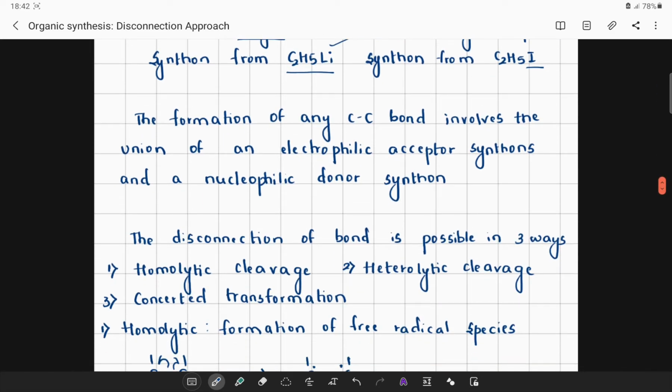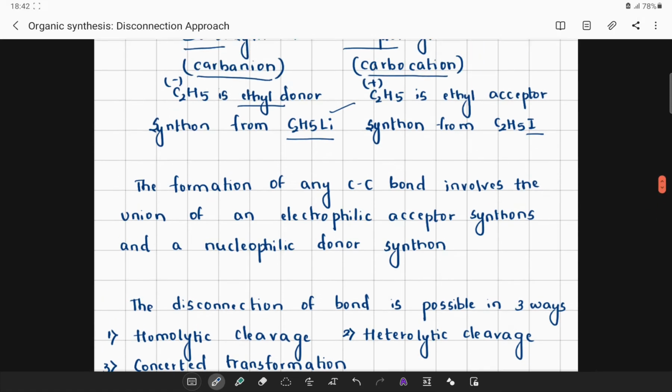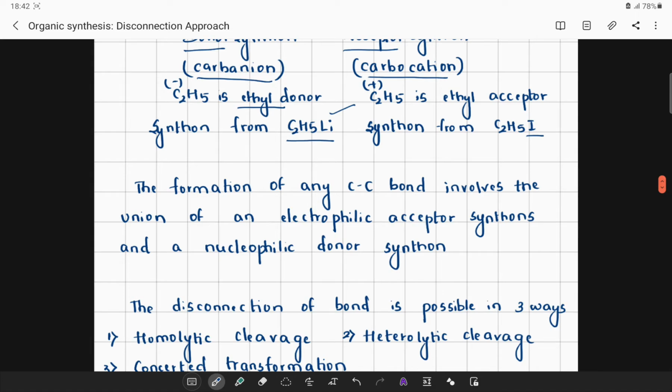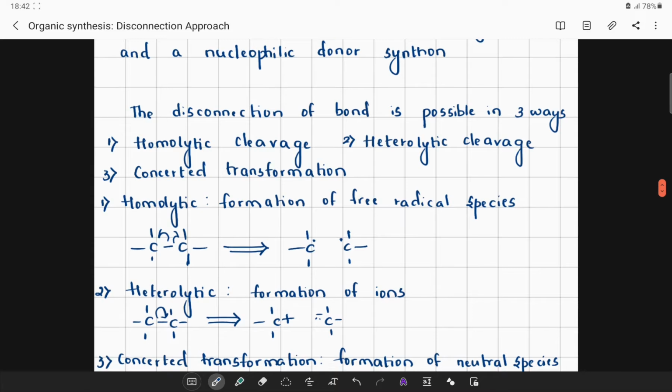The formation of any CC bond involves the union of an electrophilic acceptor synthon and a nucleophilic donor synthon. Obviously, when I say that there is any CC bond formation, one should be electrophilic in nature, the other section should be nucleophilic in nature. Here we can say that one part of the synthon should be an electrophilic acceptor, like for example, ethyl acceptor. The other part should be an ethyl donor system, like a nucleophilic donor synthon.